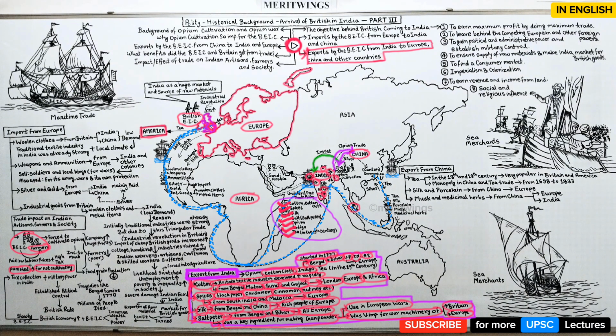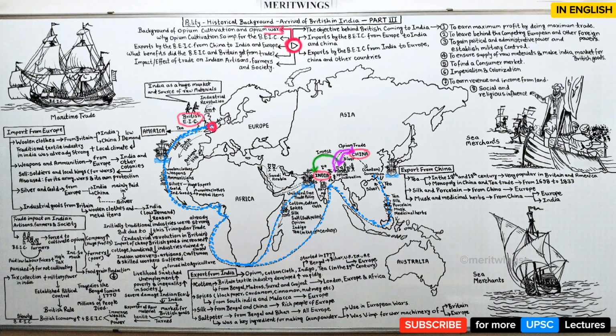Farmers were given loans for indigo cultivation, friends, but the interest on it was very high, due to which they also got trapped in the debt trap. Now friends, let's talk about the background of opium cultivation and the Opium War.